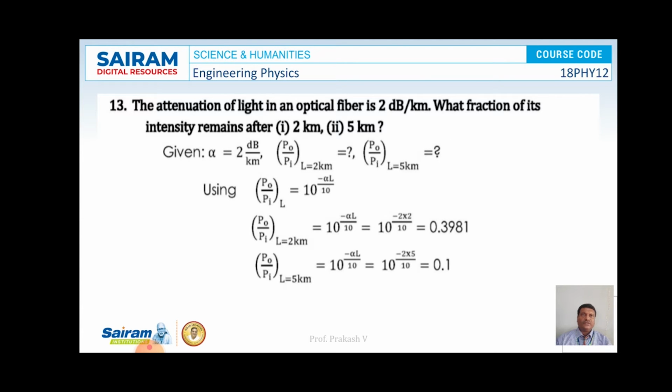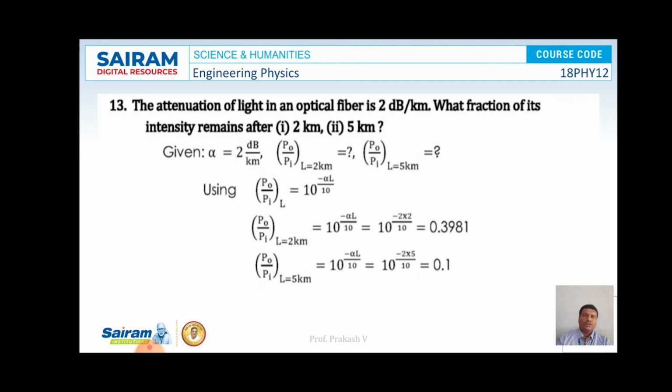The attenuation of light in an optical fiber is 2 dB per kilometer. What fraction of its intensity remains after 2 kilometer and after 5 kilometer? So here the value of alpha is given as 2 dB per kilometer, and P naught by Pi at L is equal to 2 kilometer we have to calculate, and also P naught by Pi at L is equal to 5 kilometer we have to calculate.